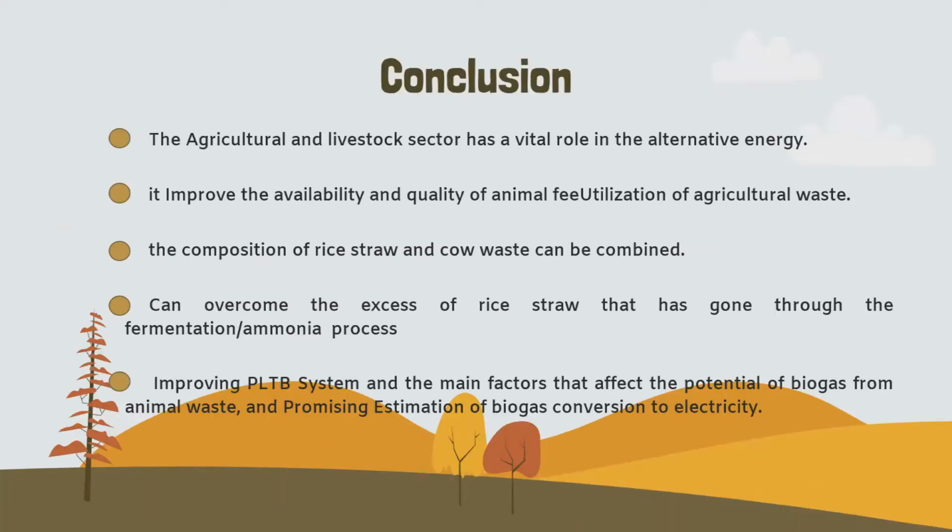And the conclusion is that the agricultural and livestock sector has a vital role in alternative energy, in improved availability, quality, and rehabilitation of agricultural waste. The composition of rice straw can be combined to overcome the excess of rice straw that has gone through the fermentation ammonia process, improving the PLTB system, and the main factors that affect potential biogas from animal waste and the promising estimation of biogas conversion to electricity.